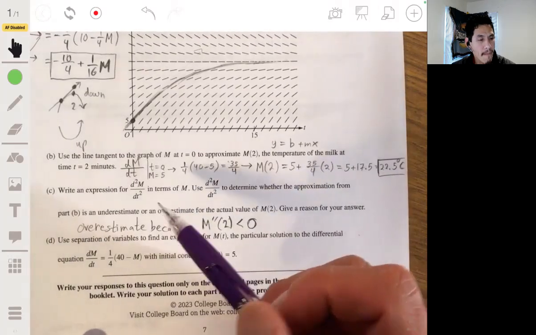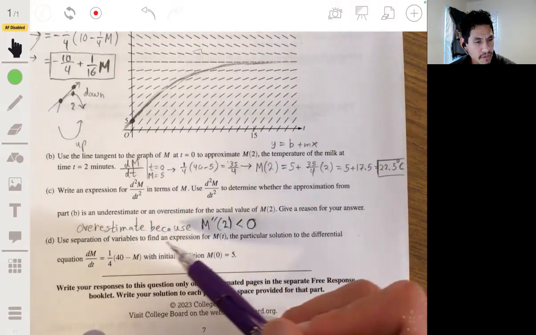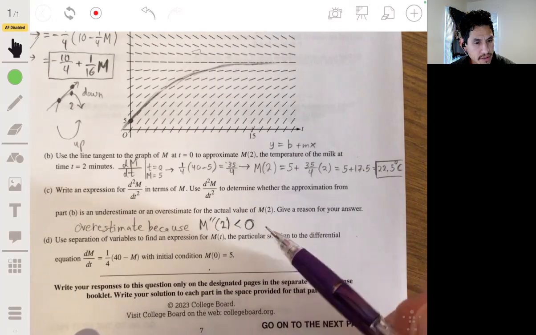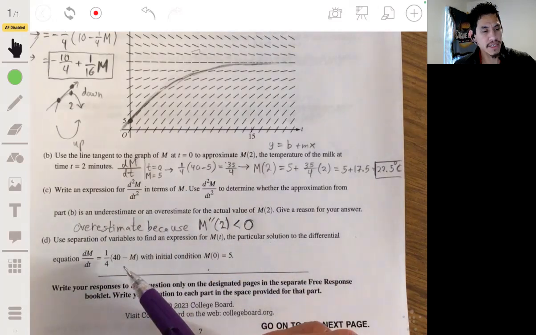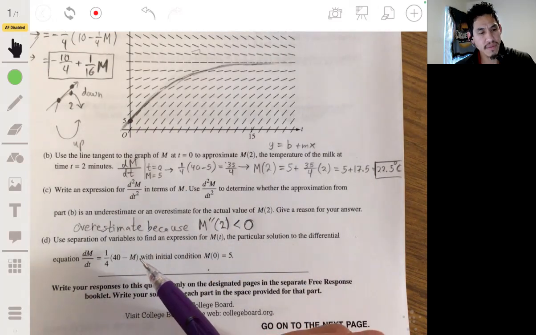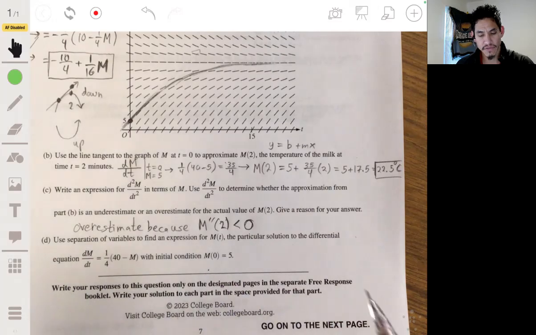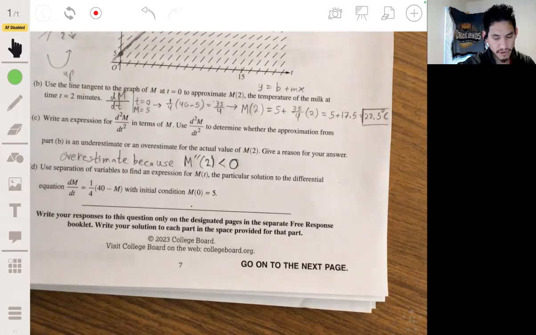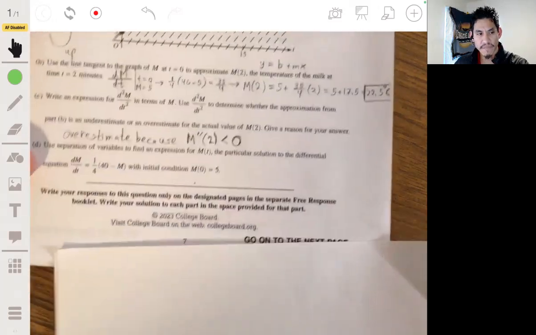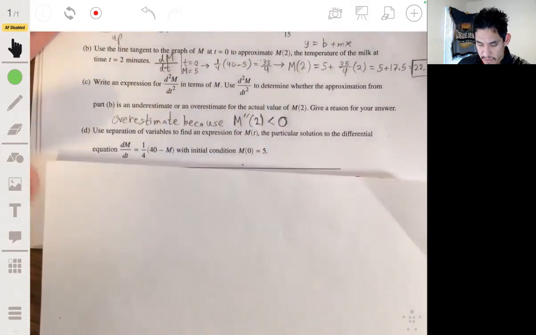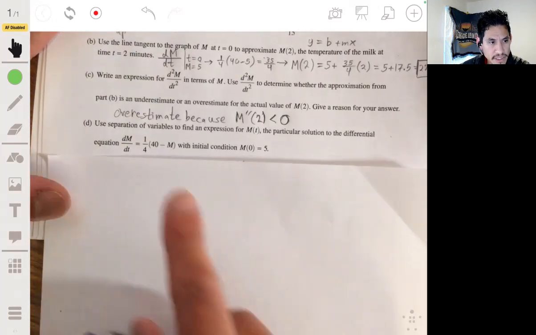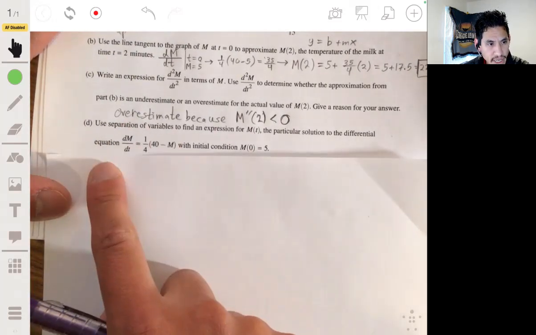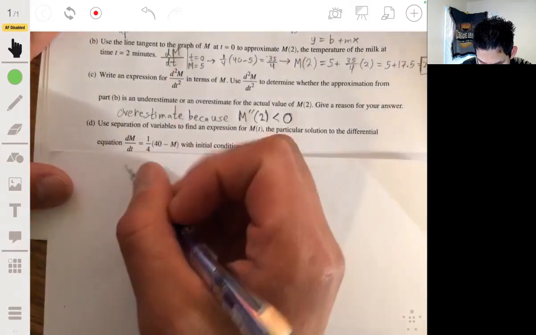Okay, now part D: use separation of variables to find an expression for m of t, the particular solution to the differential equation dm/dt equals 1/4 times (40 minus m), with initial condition m of 0 equals 5. This one should be fun, and you'll feel confident as long as you practice a lot with separation of variables, because it's pretty step by step. Let's separate the m's: bring the m's to the left and the dt to the right.